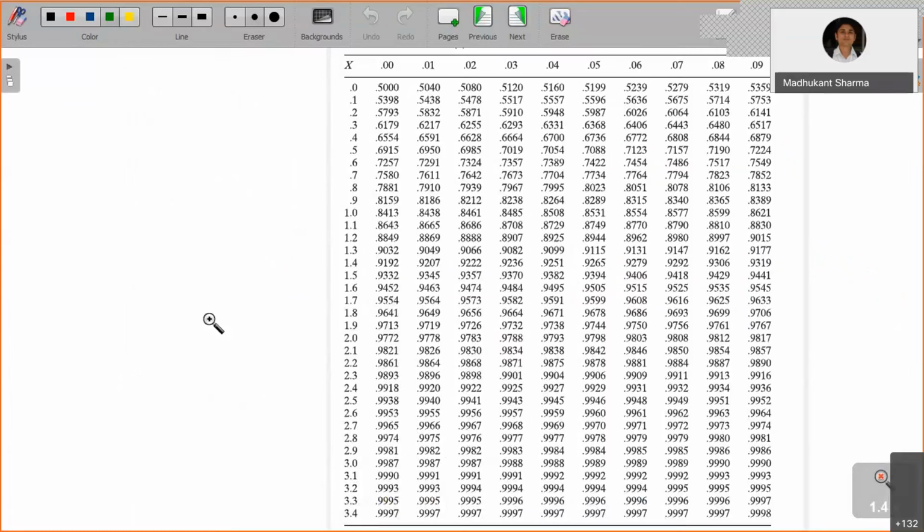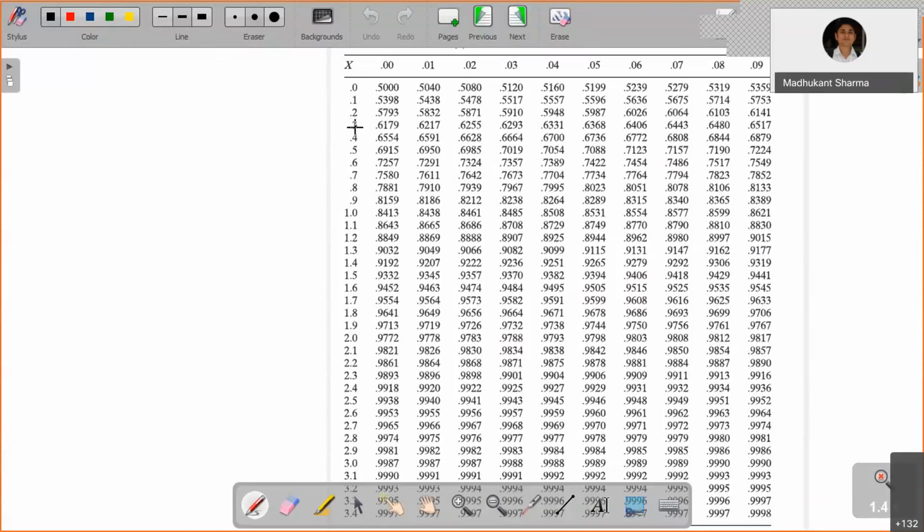And you have the columns 0.00, 0.01, 0.02, which means you are going to add. If you want to read the first row here, it is 0.0. So this is the 0.00 value. The second is 0.01, the third is 0.02, 0.03, 0.04, meaning 0 plus this. Now, if you look at the second row, the value is 0.1. So 0.1 plus 0.00 is 0.1. So the 0.1 value is 0.5398. Now, in the second column, it is the 0.11 value, so 0.1 plus 0.01.